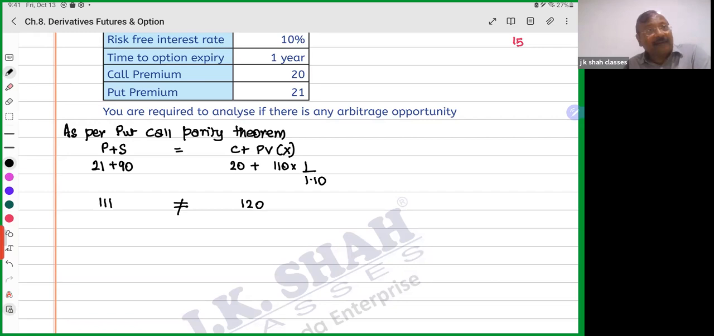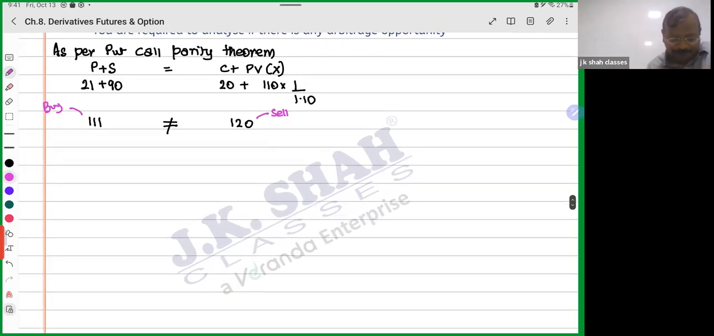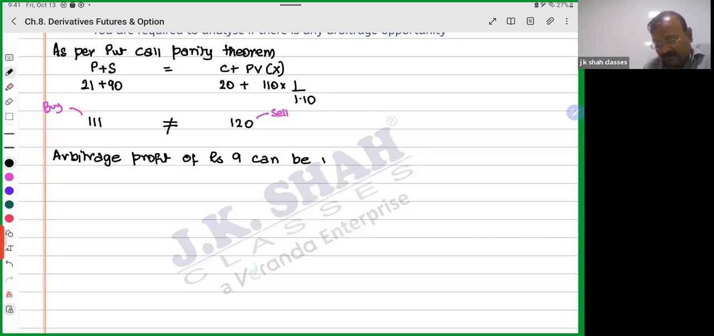Buy. So you're going to buy this portfolio and you're going to sell this portfolio. That means you're going to buy put, buy stock and sell this side. Okay, we'll come to that. 1 minute. Arbitrage profit of rupees 9 can be made as under.